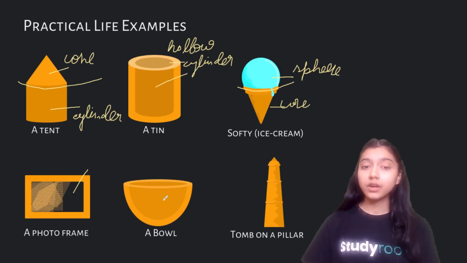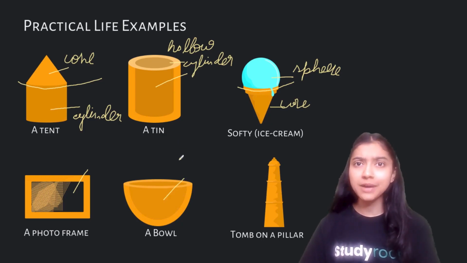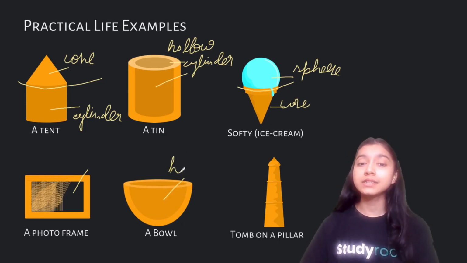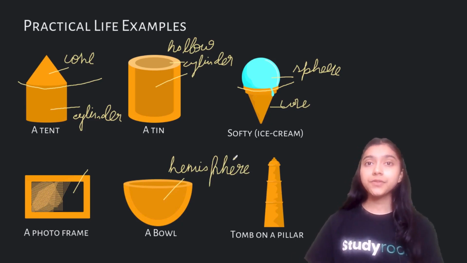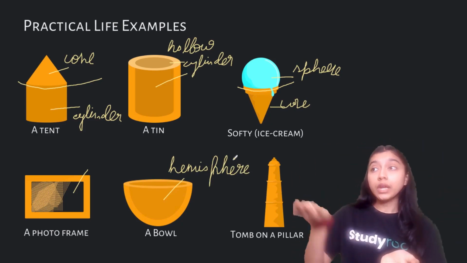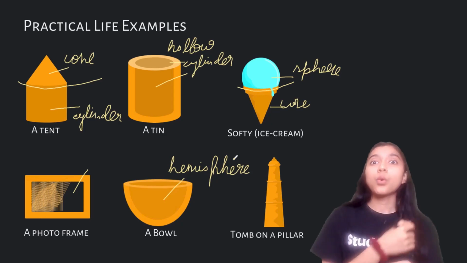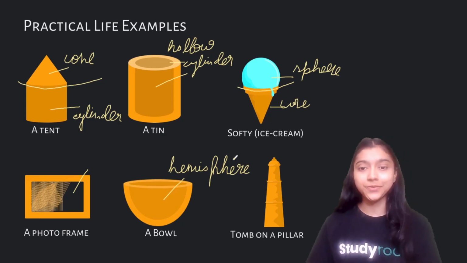Now this is a bowl. The shape of this bowl is again a new three-dimensional shape, and it is known as a hemisphere. I'll tell you what a hemisphere is. Whenever we have a sphere and then we cut the sphere in the middle, what will we get? We will get a hemisphere.